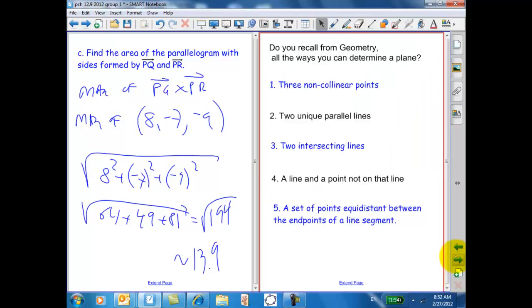Now, let's see how you did. 3 non-collinear points, 2 unique parallel lines. There, we got that one. 2 intersecting lines, you got that one. A line and a point not on that line. A set of points equidistant from the endpoints of a line segment. We forgot that one. That's kind of a strange way to state it.